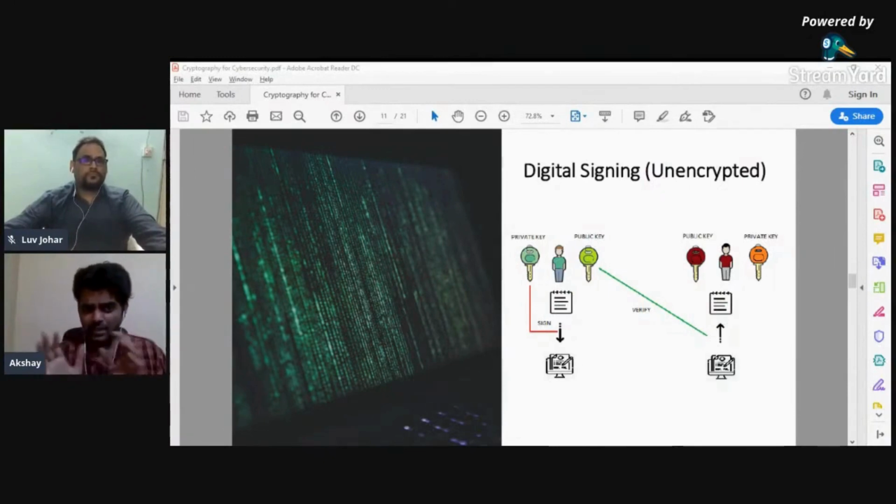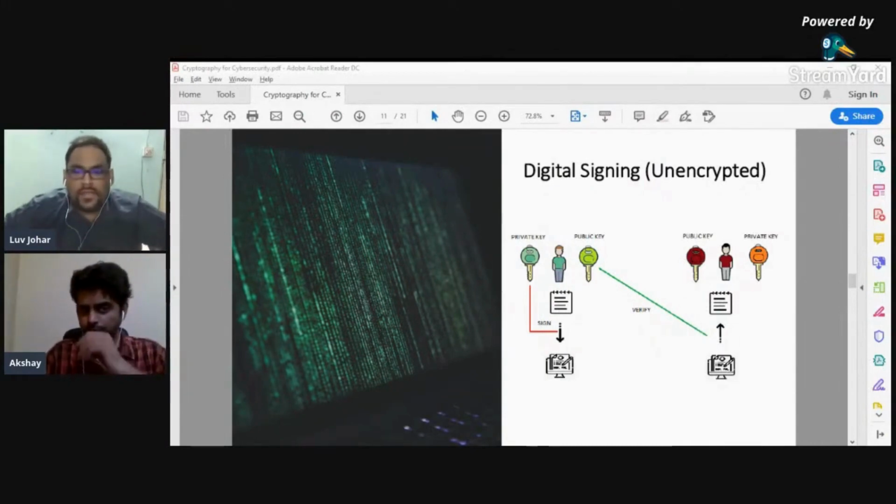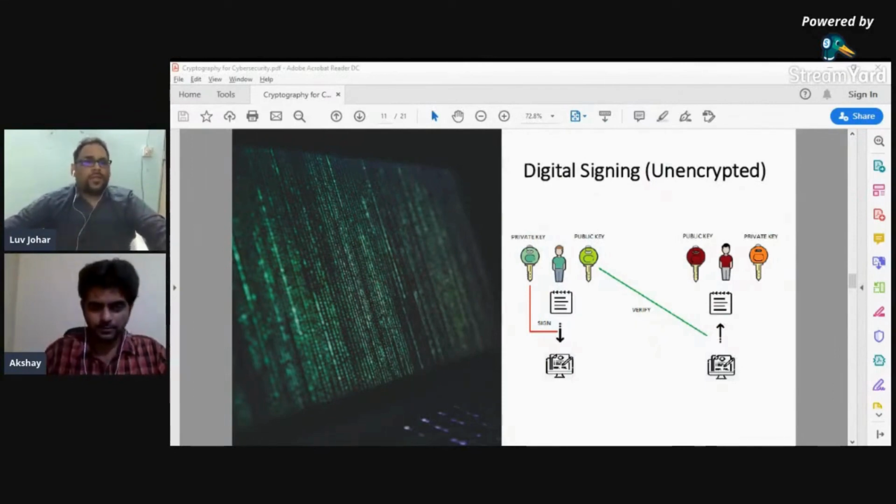Any doubt here? Anybody sitting or listening out there has any specific doubts for this digital signing and asymmetric or symmetric? Muzaffar is asking, can you again explain asymmetric? So he's still not clear on asymmetric cryptography. Okay, yeah, that's understandable.